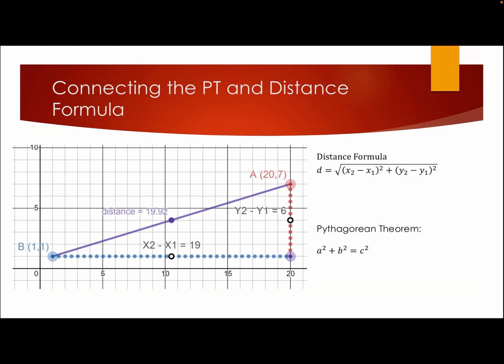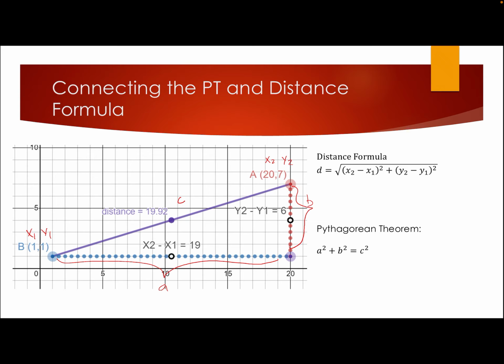In this example, we have a point that has coordinates of 1, 1, and another point that has coordinates of 20, 7. So we're going to say that B has coordinates x1 and y1, and A has coordinates x2 and y2. We remember the Pythagorean theorem would tell you that this side could be a. So we have a, and we have this side to be b. And the hypotenuse is c. So when we have a squared plus b squared equals c squared, we're talking about the two legs of a right triangle and the hypotenuse.